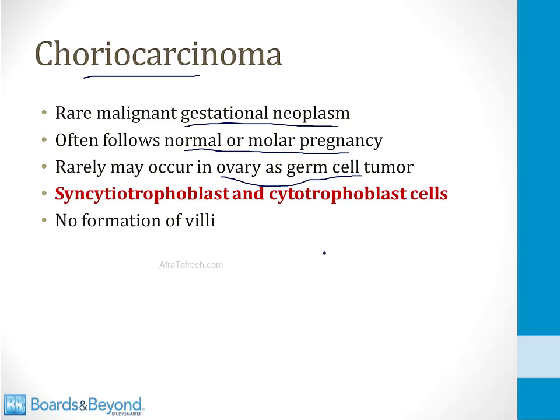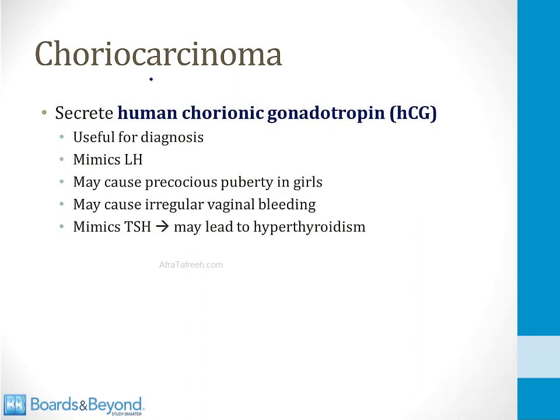So what you see under the microscope are syncytiotrophoblast and cytotrophoblast cells, basically the cells of the placenta, with no formation of villi. Just like normal placental tissue makes HCG, choriocarcinoma, which is a tumor of placental cells, can secrete human chorionic gonadotropin, or HCG. This can be useful for diagnosis. You can measure the level of beta-HCG. It's usually very high in a young woman or girl with choriocarcinoma.